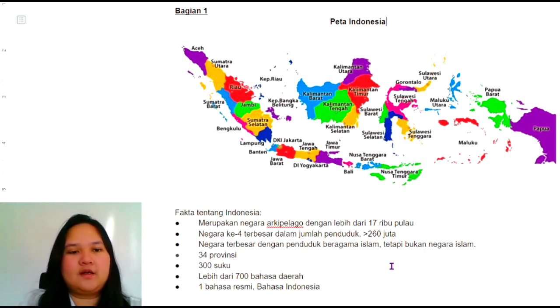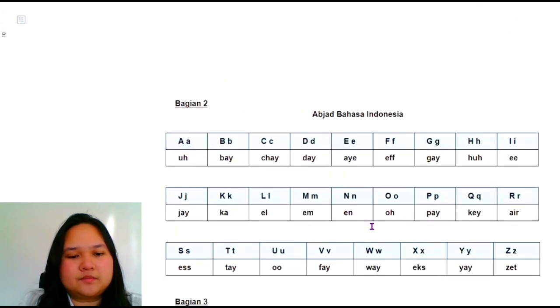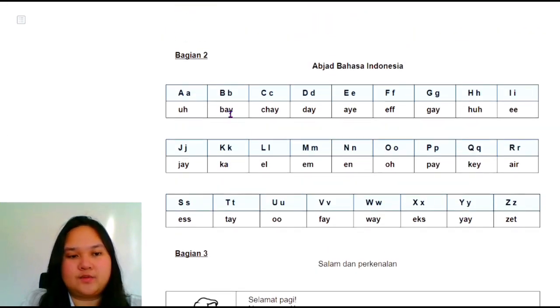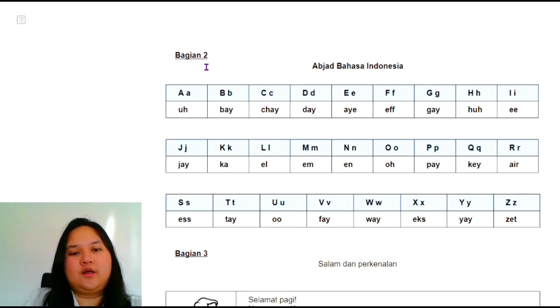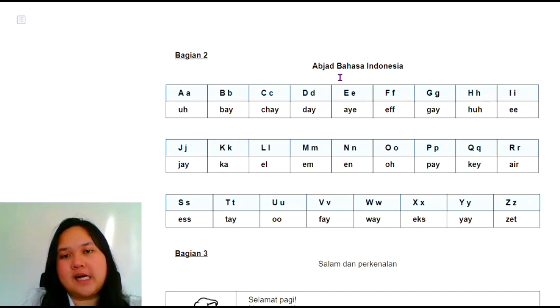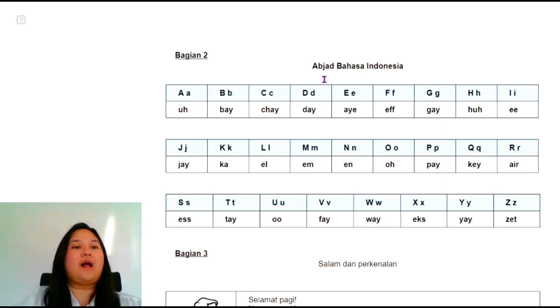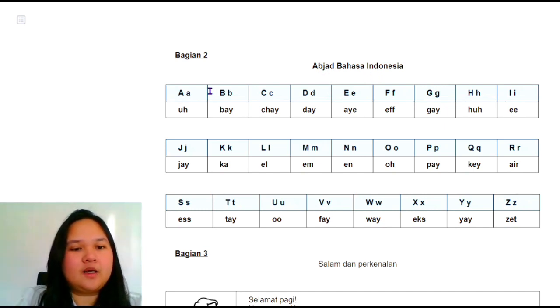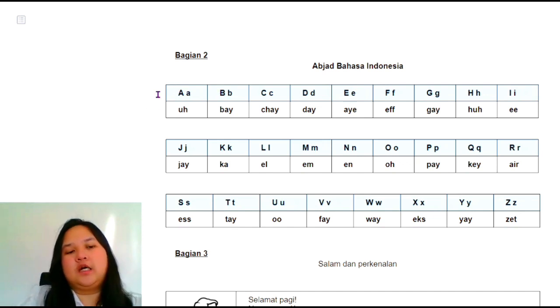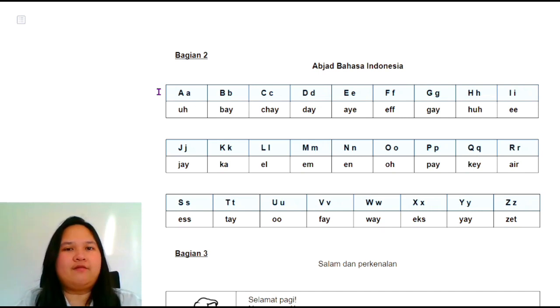Right. From here, we're going to part 2, bagian 2, ya. Part 2 ini adalah abjad bahasa Indonesia. If you may guess, abjad itu alfabet, ya. The alphabet of Indonesian. Di sini, here we have exactly the same alphabet as in English, 26 letters.